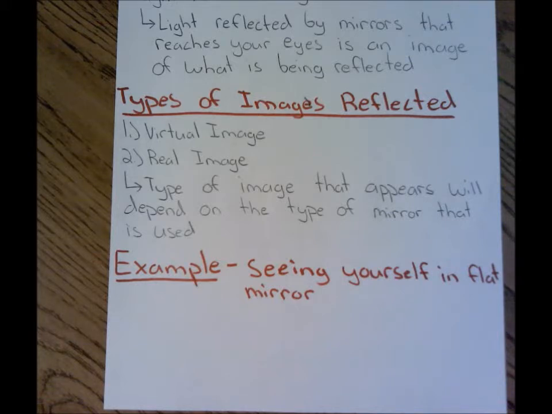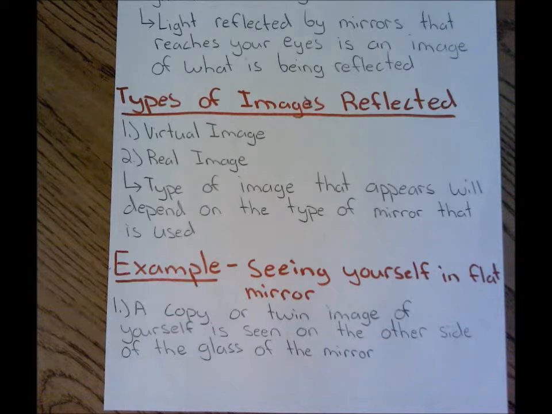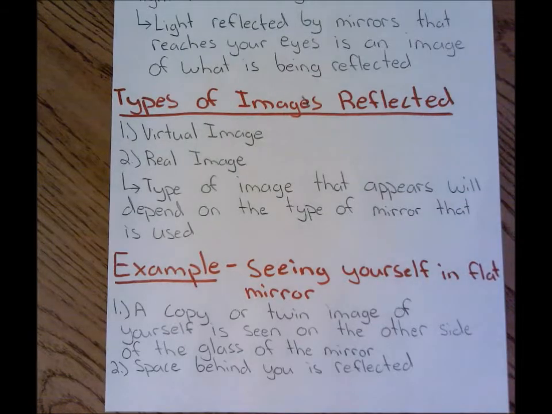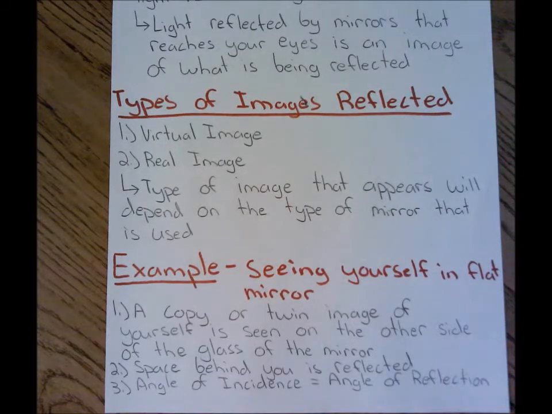The other thing is that the space behind you is seen. And again, the best way to see this is to go to your bathroom mirror and look closely at that image being reflected. You'll see that the space behind you is also reflected. And then you have to keep in mind that the angle of incidence is also equal to the angle of reflection.